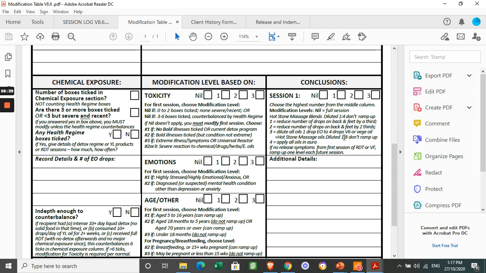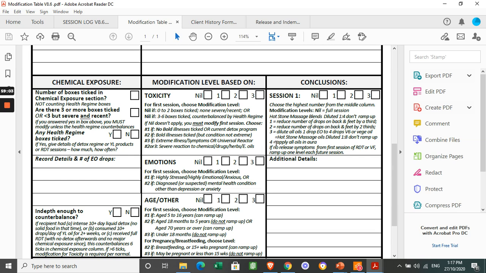The massage proprietary blends that Young Living create work so beautifully on the body that we want to support with the hot stone massage a beautiful gentle integration of those oils being carried through the blood and through the body as the body relaxes and lets go to the hot stone massage.